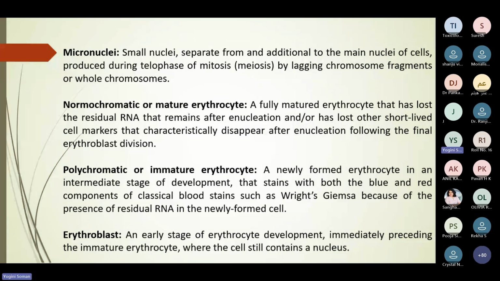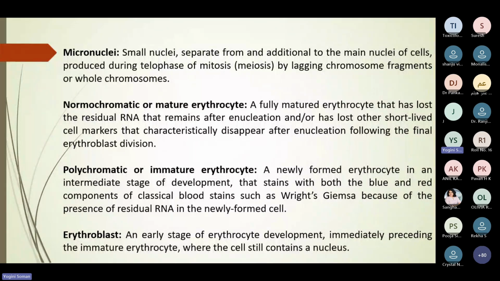Then the next part is normochromatic or mature erythrocytes, or NCEs. NCEs are fully matured erythrocytes that have lost the residual RNA which remains after enucleation, or lost other short-lived cell markers, which disappear after enucleation following the final erythroblast division. In simple language, normochromatic erythrocytes, or NCEs, are the mature erythrocytes, and in opposition, polychromatic erythrocytes are the immature erythrocytes, the newly formed erythrocytes.